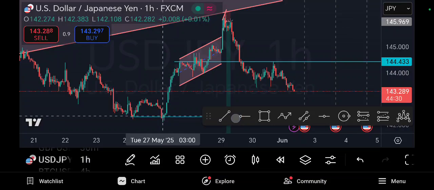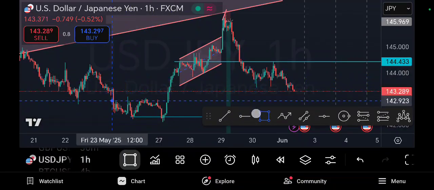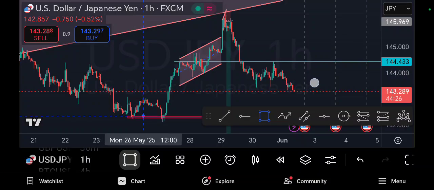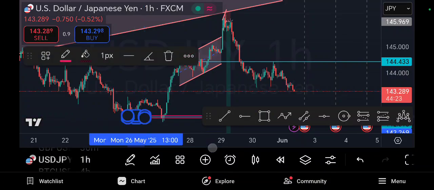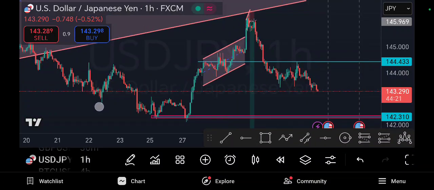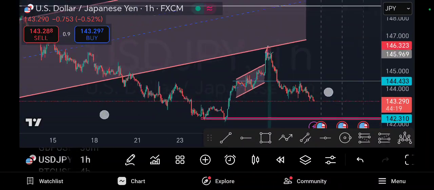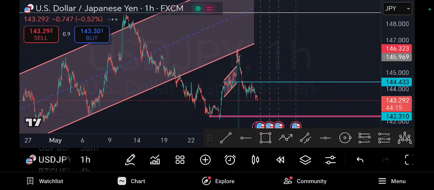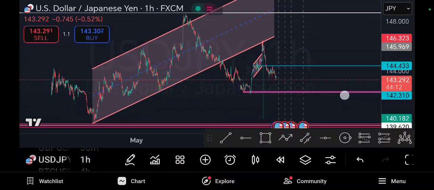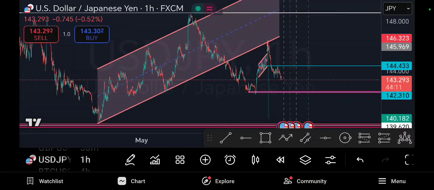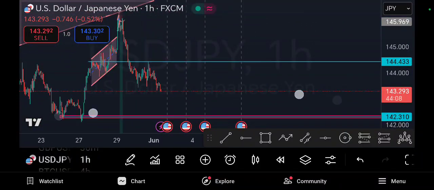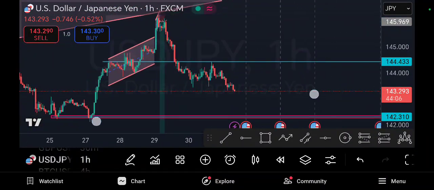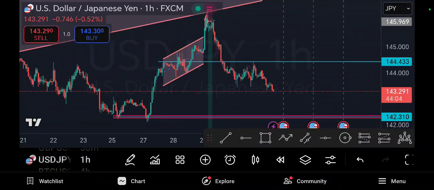This area we should be very careful of. Let me just mark it out so that we can see it clearly. Okay, let's bring this here. That's what you should be looking at. The market repeats itself. You just have to be in the right move at the right time, you know. And then yeah, there we have it.